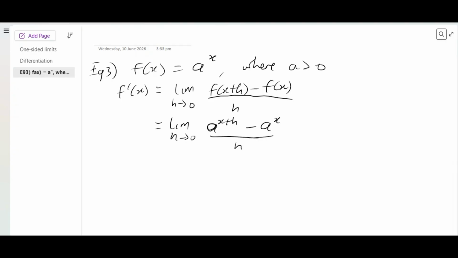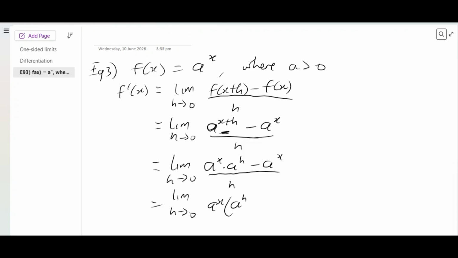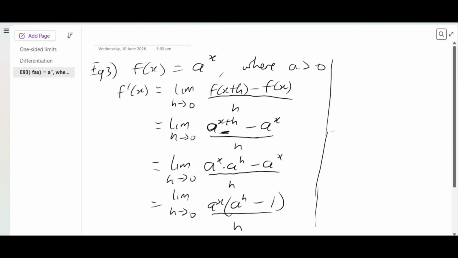all over h. Here too, I'm going to do a similar thing as I did for the exponential function. This term, because the exponents are adding, I can separate it using the law of indices. So I'm going to have a to the power x times a to the power h minus a to the power x, all over h. And then the common factor here is a to the power x. So I'm going to factor that out, then I have a to the power h minus 1 all on h. For the sake of space, let me continue from here.